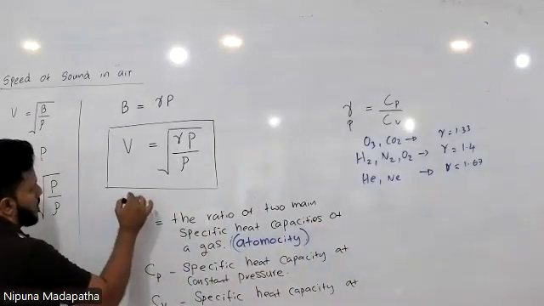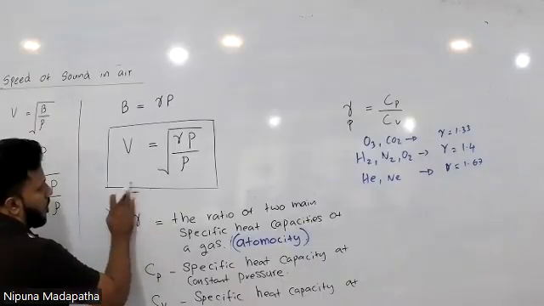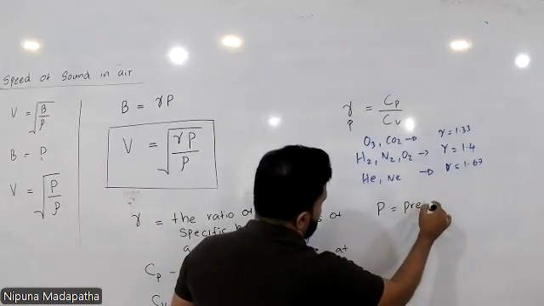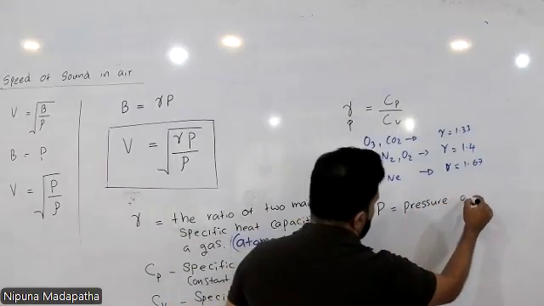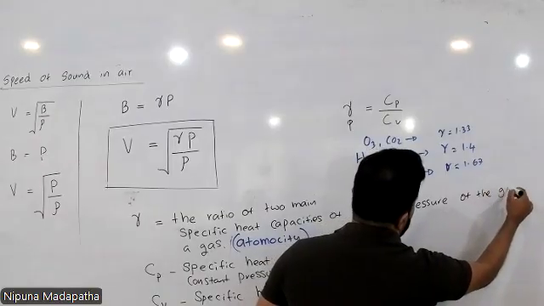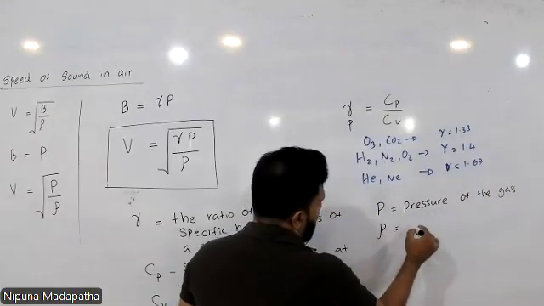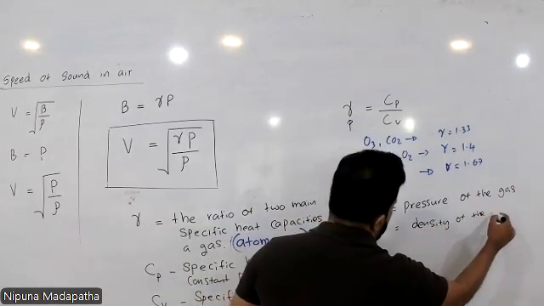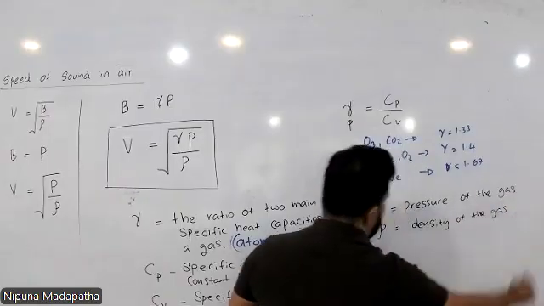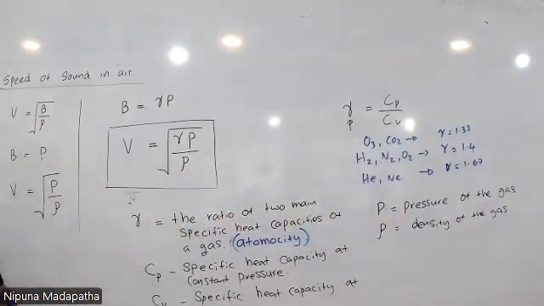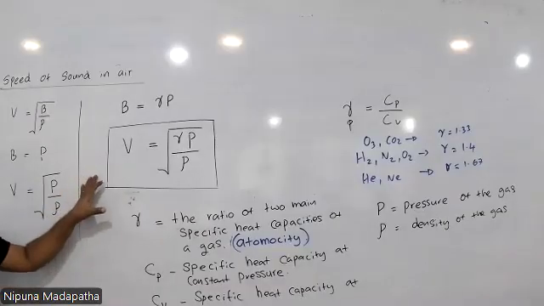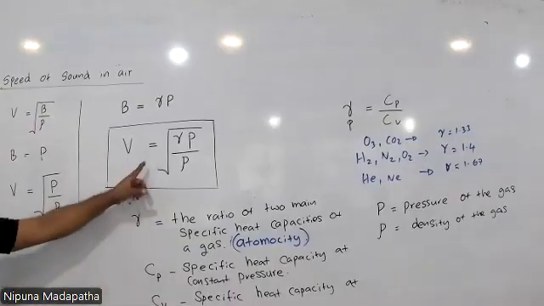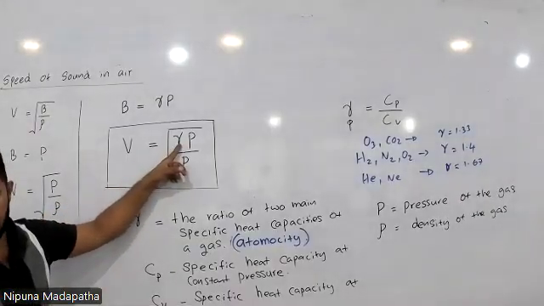P is the pressure of the gas, and rho is the density of the gas. So this is the expression. What is this expression used for? To determine the speed of sound in air. Bulk modulus is given by gamma P.